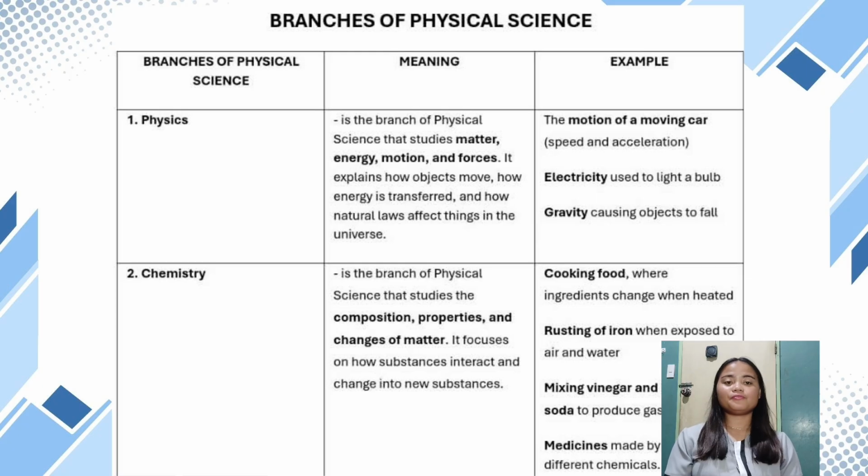The branches of physical science. First is physics. It is the branch of physical science that studies matter, energy, motion, and forces. So if the sentence states the study of matter, energy, motion, and forces, that is called physics. Next is chemistry. It is a branch of physical science that studies the composition, properties, and changes of matter. So if it says composition, properties, and changes of matter, that is called chemistry.